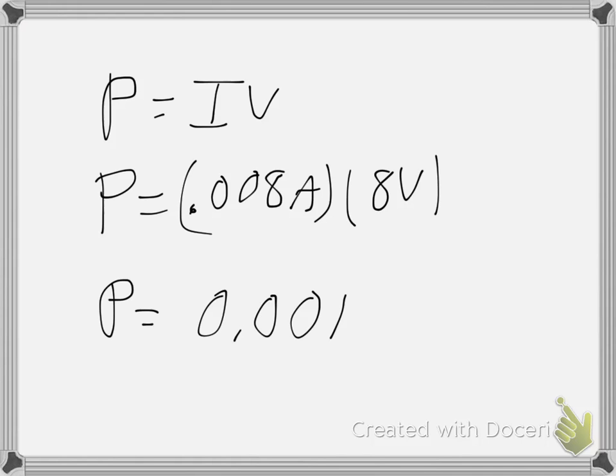0.001 watts. Wait a minute. I think I have a decimal wrong. Wow, yeah, that's not right. Hit the wrong button on the calculator. Hit the dividing instead of the multiplying button. Try 0.064 watts. That's better. Alright.